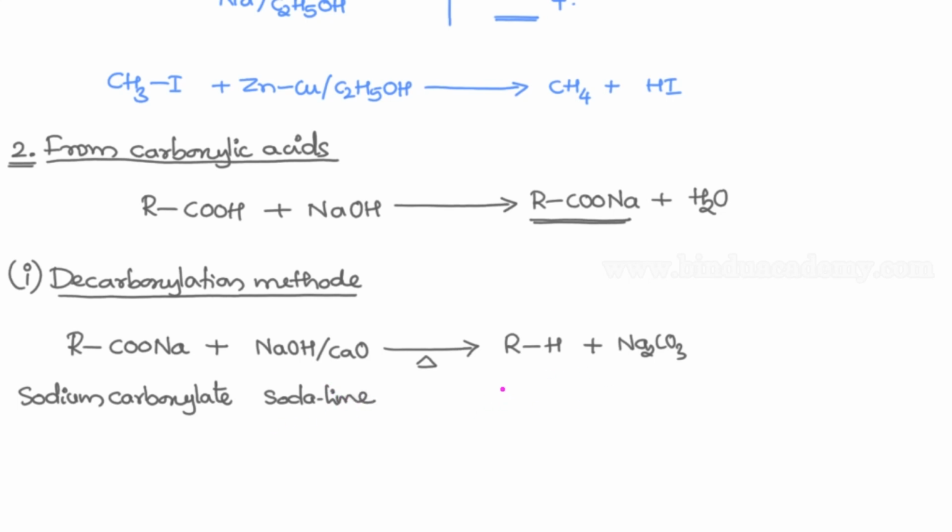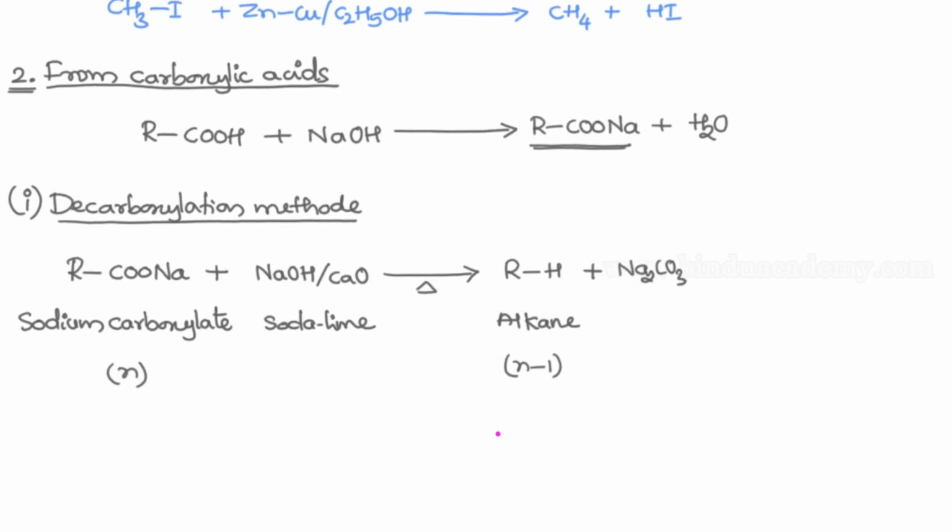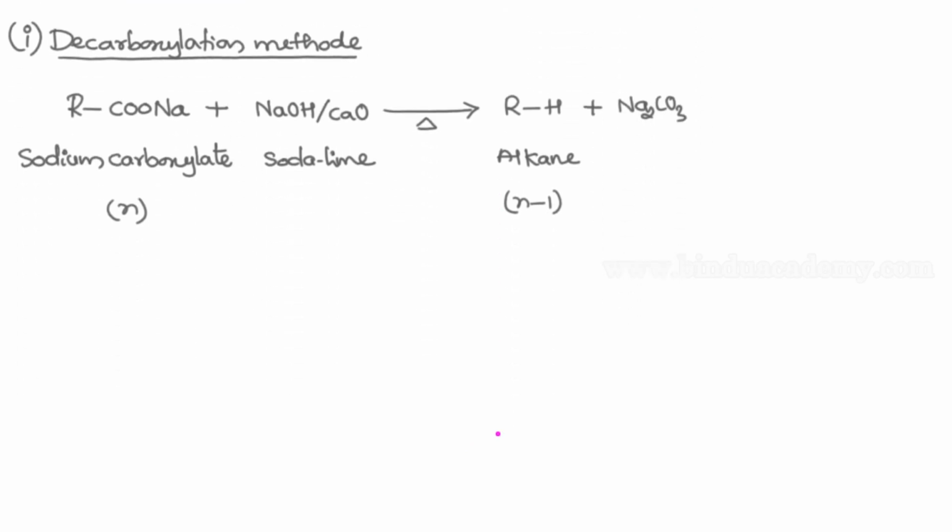Now whatever product we get, that is an alkane. And what is the number of carbon atoms in the alkane? If you are using n number of carbons in a sodium carboxylate, in the alkane there are n minus 1 carbons present. Okay, we'll take one particular example to understand this reaction.